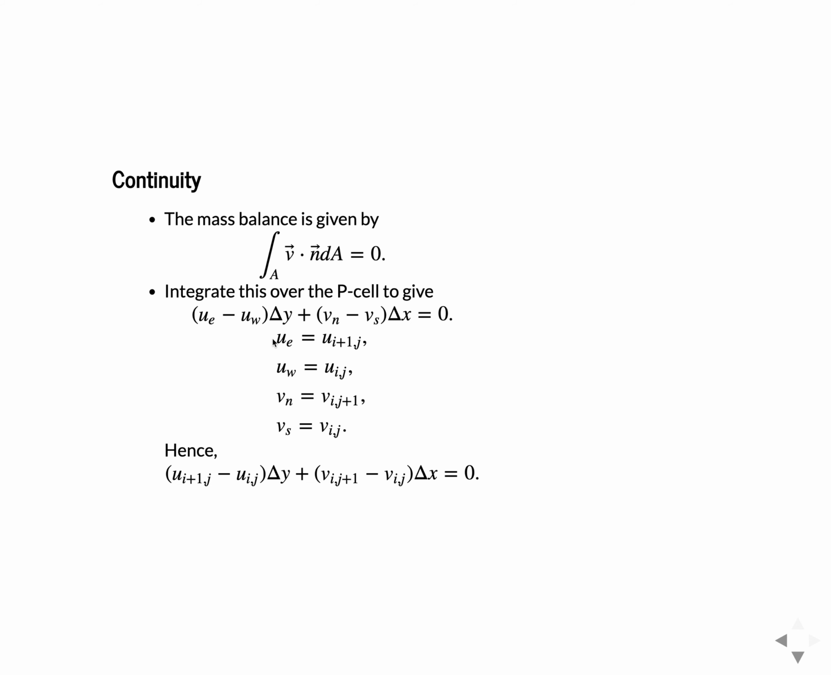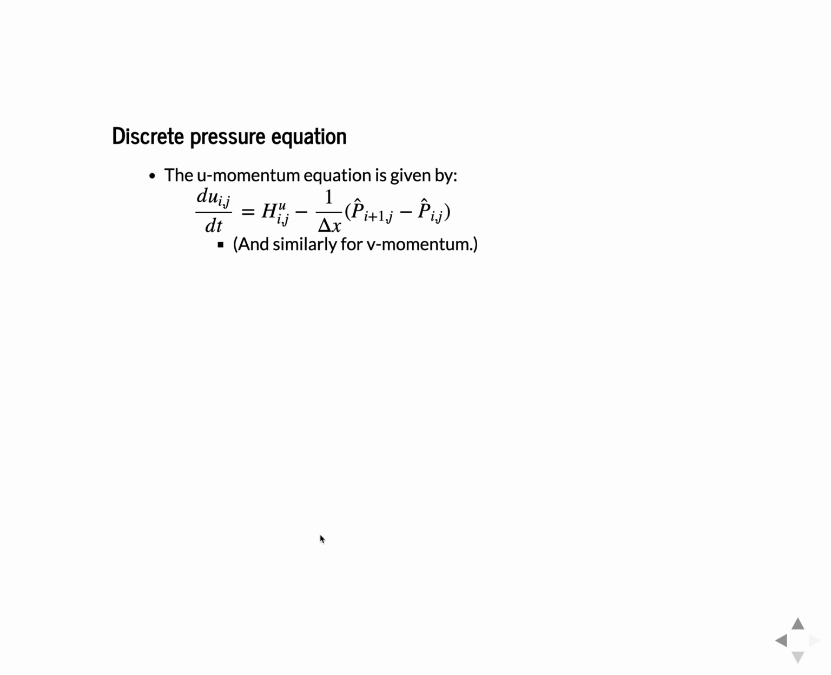Now, with respect to the grid quantities, east is u i+1,j, west is u i,j, north is v i,j+1, and south is v i,j. And so if we insert these into the discrete finite volume equation for mass, we end up with this equation here. Now, in order to derive a pressure equation, we're going to take our momentum equations for the velocities, and those momentum equations for velocities are written in terms of pressure. So if we insert them into this equation, then this equation will end up being a pressure equation. So we do that as follows.